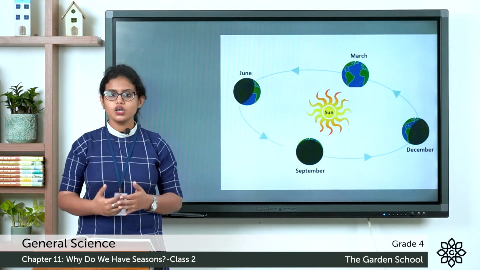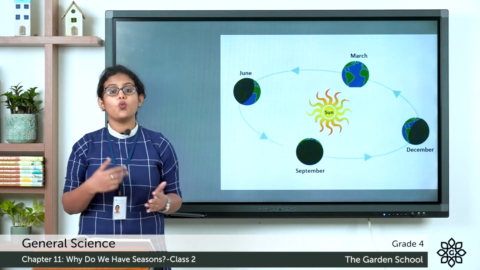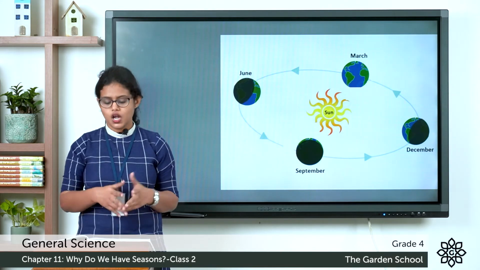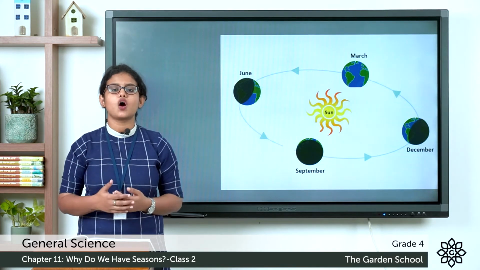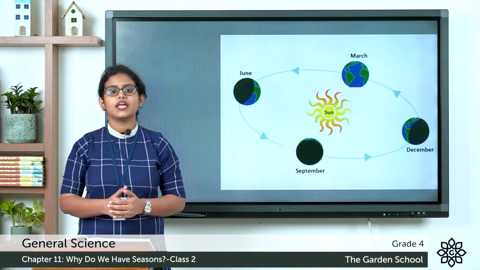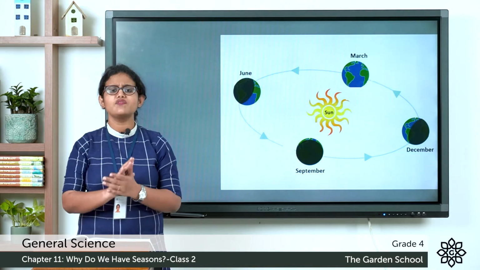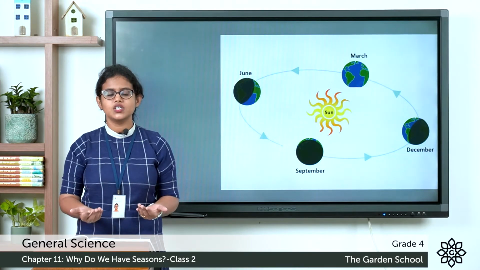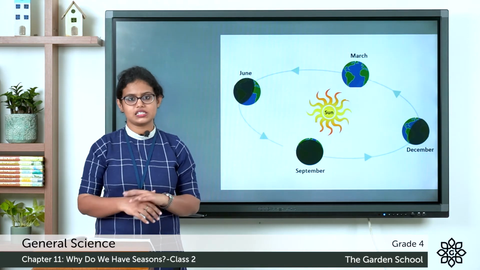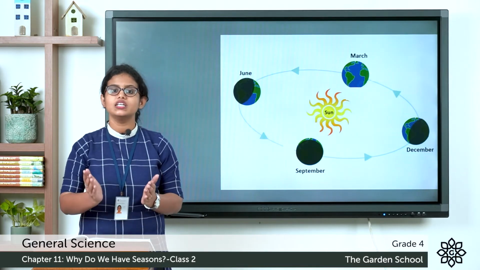Then, what if the earth was not tilted? Have you ever thought about it? If the earth was not tilted, every place on the earth would receive the same light and heat, and there would have been no seasons. So seasons are caused by the revolution of the earth.